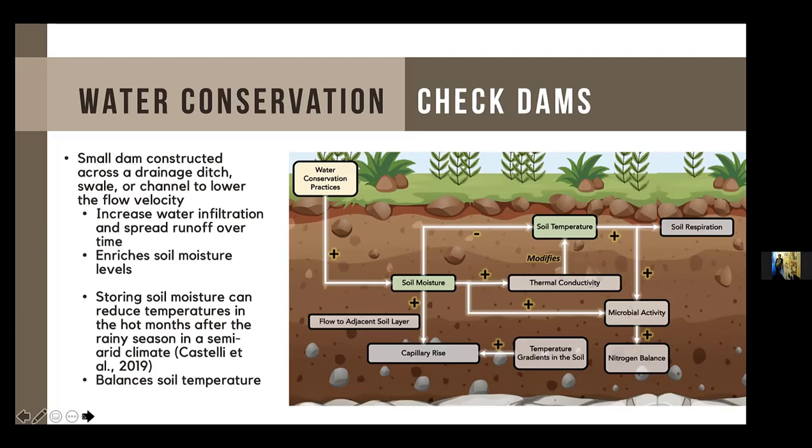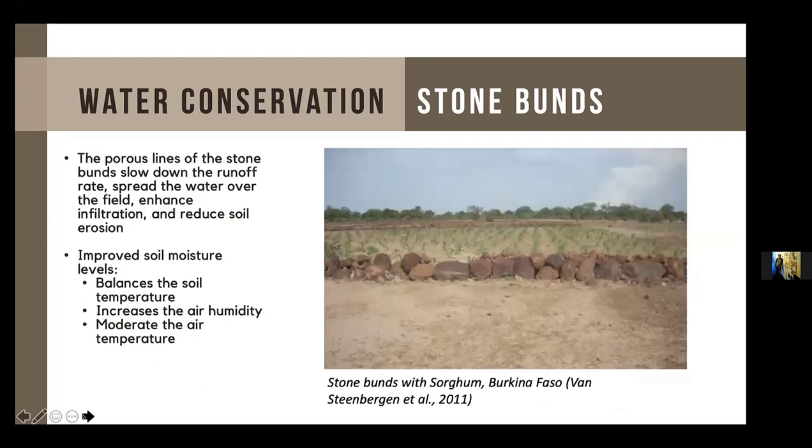So the moderation of soil and air temperature extremes increases a site's resilience considering climate change, right? So one of the major issues with climate change is that we're going to be facing more of these extremes. So wetter soil is actually more resilient in the face of these extreme temperature fluxes. And next slide. So stone bunds.